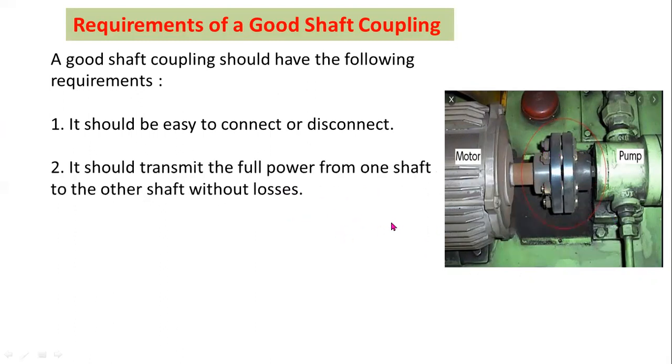It should transmit full power from one shaft to the other shaft without losses. Here, this is the motor shaft, this is the pump shaft. So this coupling is used to transmit the motor power, from motor shaft to pump shaft, without losses. That means couplings are used to transmit torque from the motor shaft to the pump shaft.